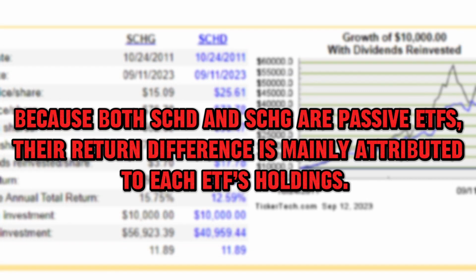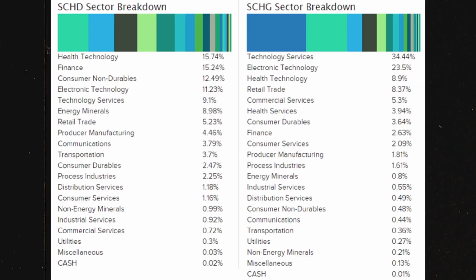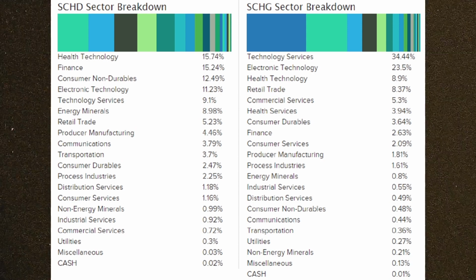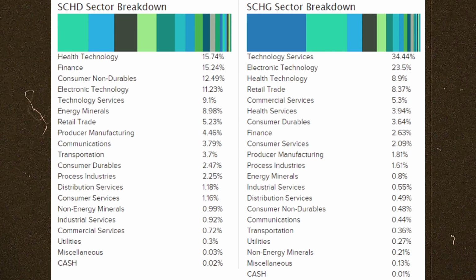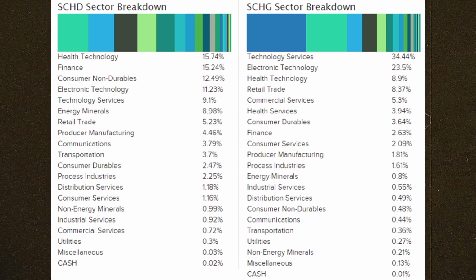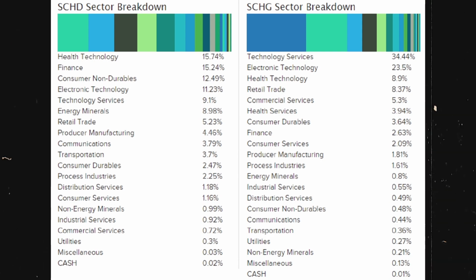Because both SCHD and SCHG are passive ETFs, their return difference is mainly attributed to each ETF's holdings. To provide a cleaner comparison, let's stack SCHD and SCHG side by side. SCHD has a precise method for selecting the stocks it holds. Currently, its holdings are divided across various sectors.